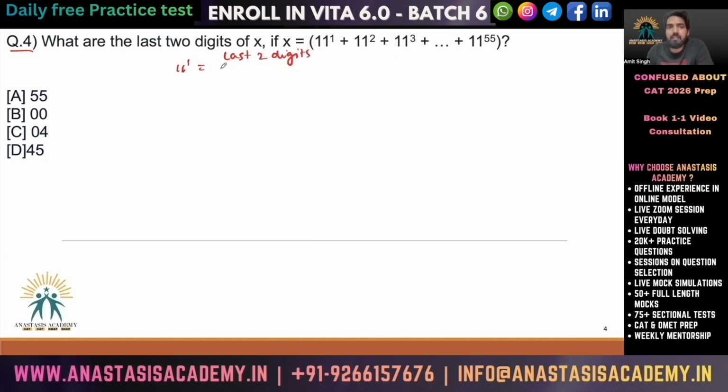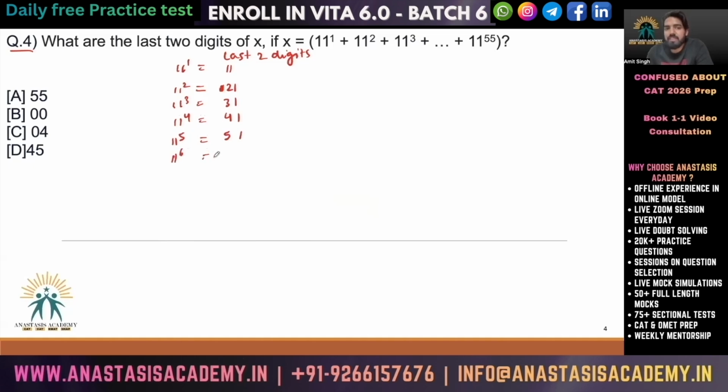It would be 11. When you square it, what would be the last two digits? 121. So 21 is the last two digits. When you have 11 cube, 31 would be the last two digits. 11 raised to the power 4, 41. Oh, so this is also a pattern. Raised to the power 5, it is 51.